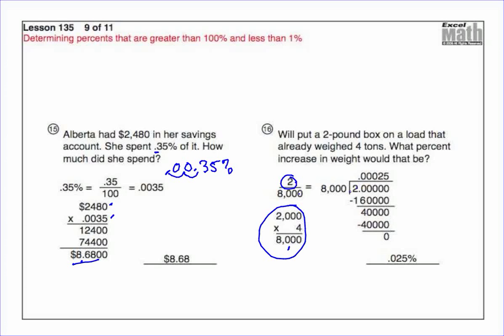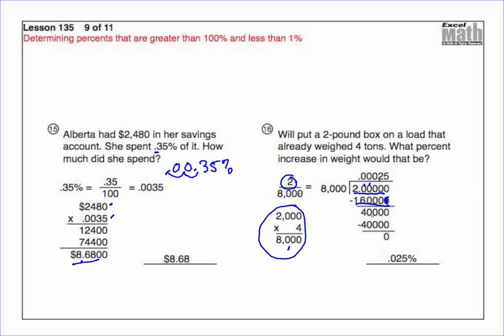Well, how can you divide 2 by 8,000? You just stick on a bunch of zeros here. So 8,000 goes into 2.00. 8,000 does not go into 20. It doesn't go into 200. It doesn't go into 2,000 even. It does go into 20,000. It goes in 2 times. And 8,000 times 2 is 16,000. That's a mistake, that shouldn't be there. It is 16,000. Then we do 20 minus 16 is 4, and bring down the 0.